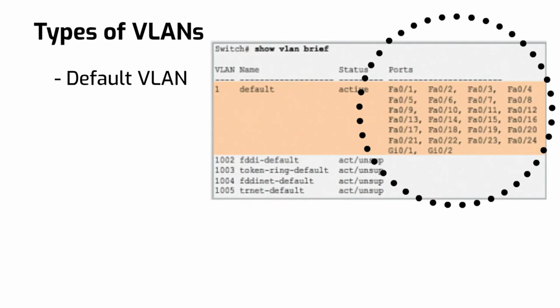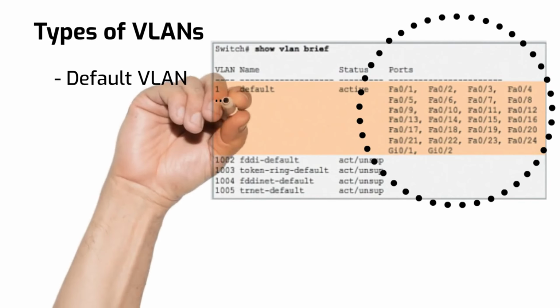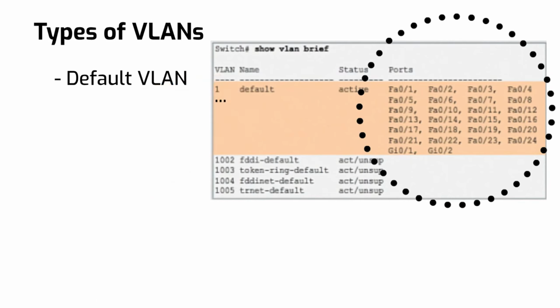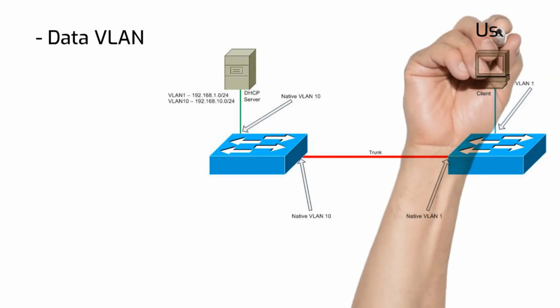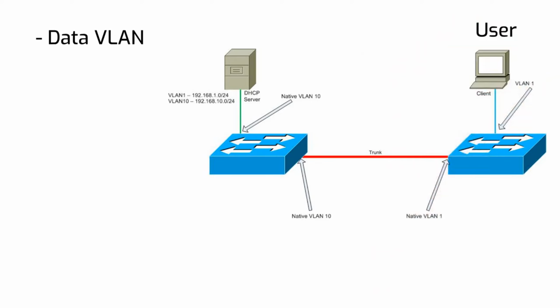As shown in the figure, the show VLAN brief command was issued on a switch running the default configuration. Notice that all ports are assigned to VLAN 1 by default. Another VLAN we have is data VLAN. A data VLAN is a VLAN that is configured to carry user-generated traffic. A data VLAN is sometimes referred to as a user VLAN. Data VLANs are used to separate the network into groups of users or devices.